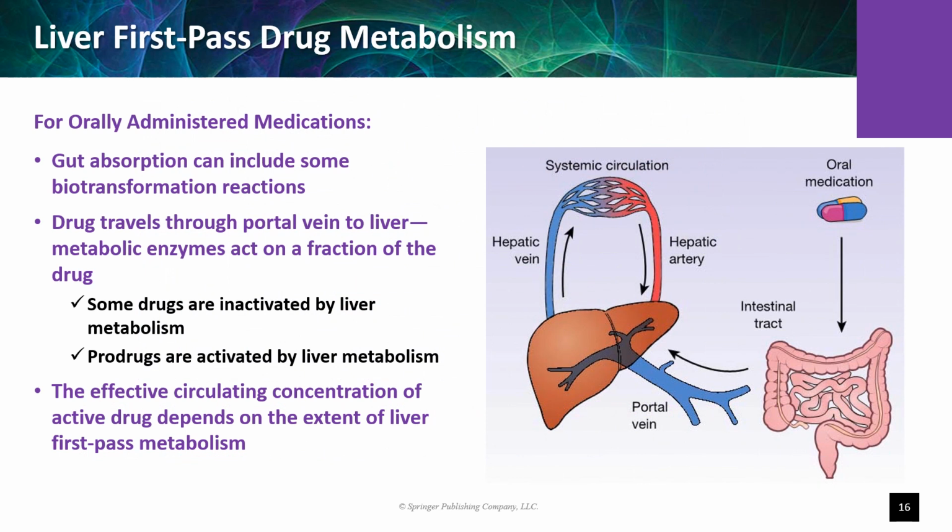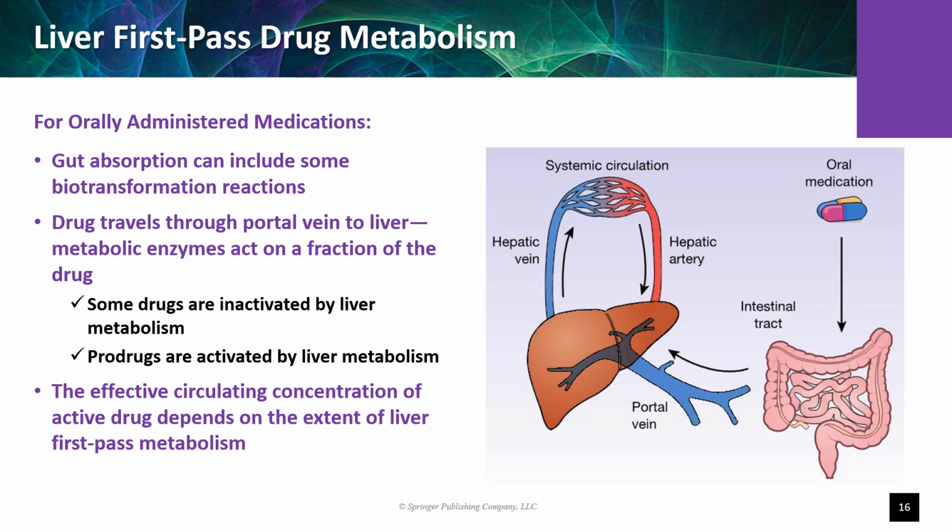Liver metabolism can diminish the blood levels of drugs administered orally through the first pass effect. The liver can metabolize some of the drugs before it exits through the hepatic vein to systemic circulation. Oral medications absorbed in the GI tract circulate via the portal vein to the liver prior to entering the systemic circulation. Liver metabolism can either activate a prodrug or inactivate a portion of the administered drug, thereby reducing the amount of active drug that reaches the circulation.